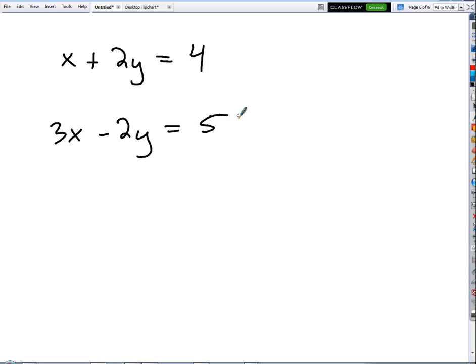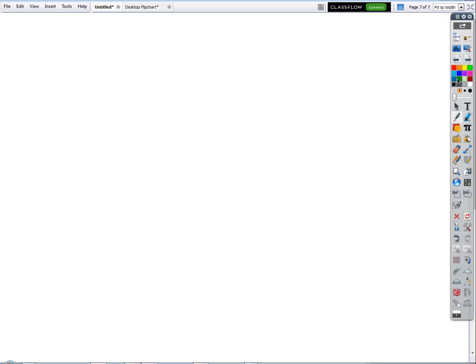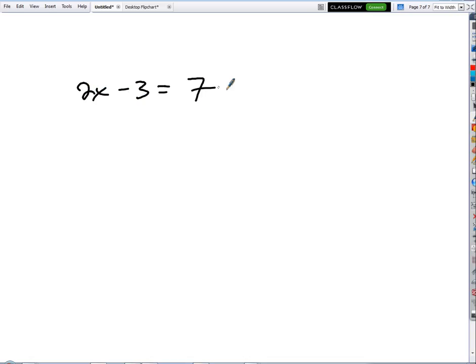Maybe we ought to start off with something easier for just a second. What does a solution of just an equation look like? What if I have 2x minus 3 equals 7? What's the solution of that equation? X equals something. Well, what would it be? 5. 5, good, right?